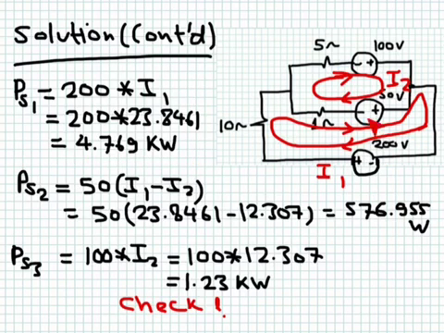Now let's talk about this 50 volt source. The current flowing in this branch is in this direction. We have I1 flowing this way and I2 flowing this way. So the current in this branch from left to right is I1 minus I2. The power supplied by this source is 50 volts multiplying the current flowing from the negative terminal to the positive terminal, which is I1 minus I2. So the power supplied by this source is 50 (I1 minus I2). I have I1 and I2, I calculate this product, and you get 576.955 watts.